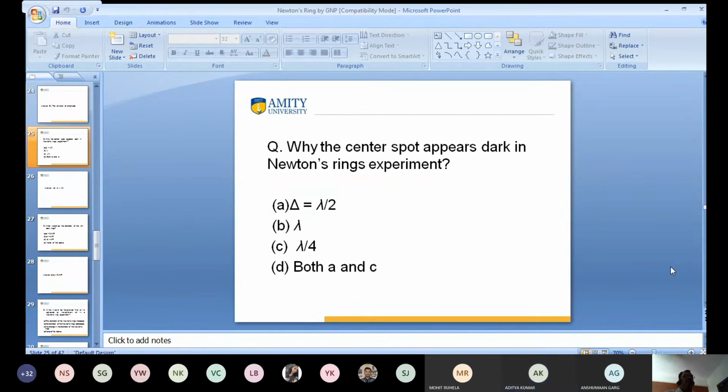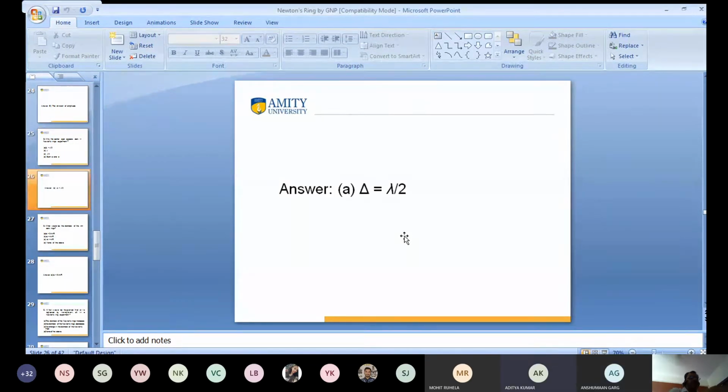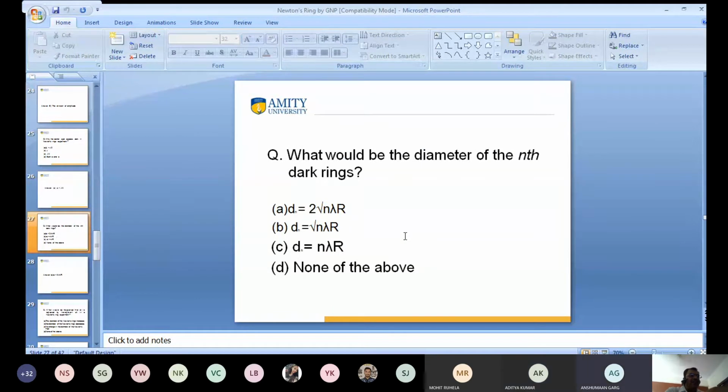Next question: Why does the center spot appear dark in Newton's experiment? The answer is option A, lambda by 2. Very good. Next question: What will be the diameter of the nth dark ring?